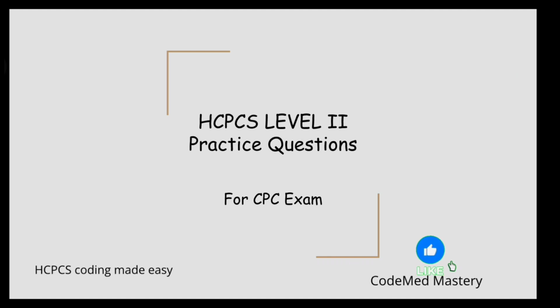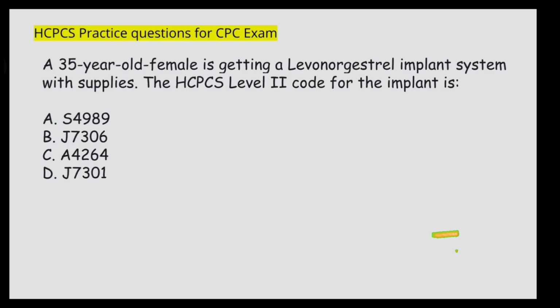In this video, we'll solve some HCPCS Level II practice questions for CPC exam. Let's start with the first question. A 35-year-old female is getting a levonorgestrel implant system with supplies. The HCPCS Level II code for the implant is, let us check the options. Check option A, S4989.